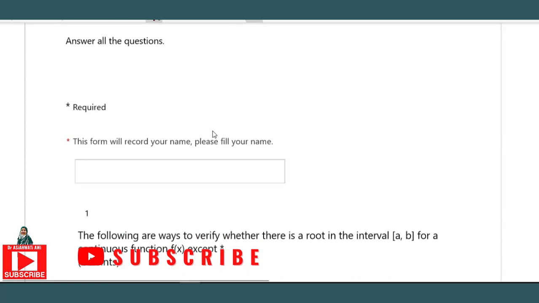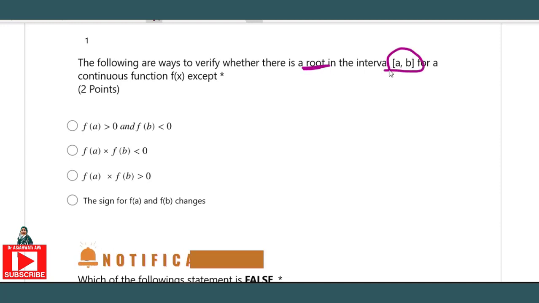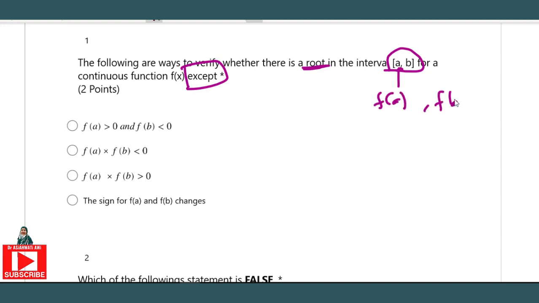Quiz numerical method. Number 1. The following are ways to verify whether there is a root in the interval a, b for a continuous function f(x). To show a root lies between a and b, we need to substitute one number value, a or b, and check the sign. The signs for f(a) and f(b) are different. If f(a) is negative, f(b) should be positive. So the sign for f(a) and f(b) changes, as this is true.